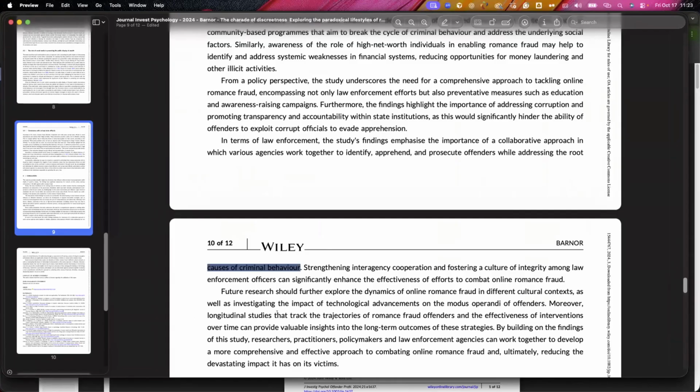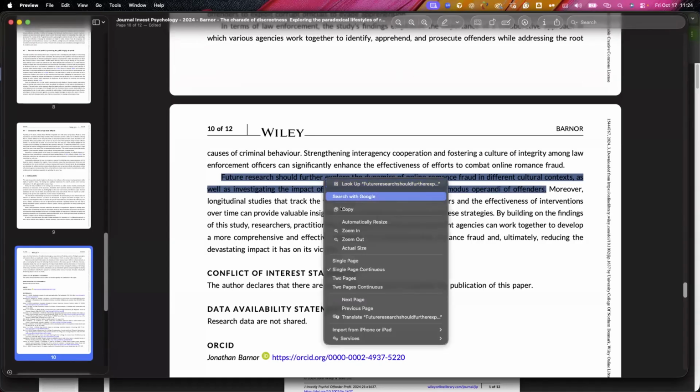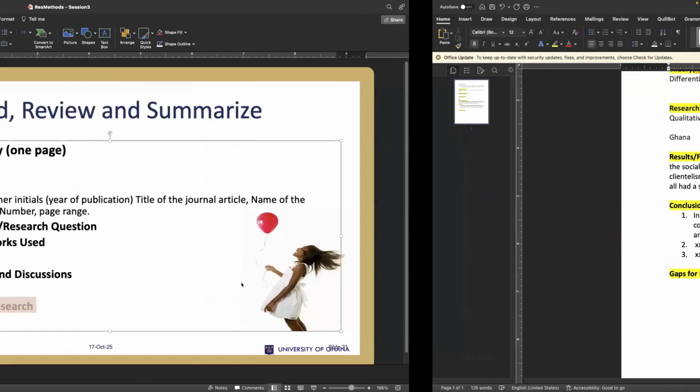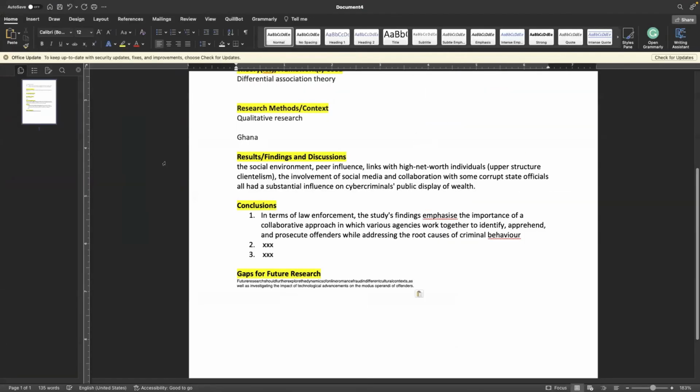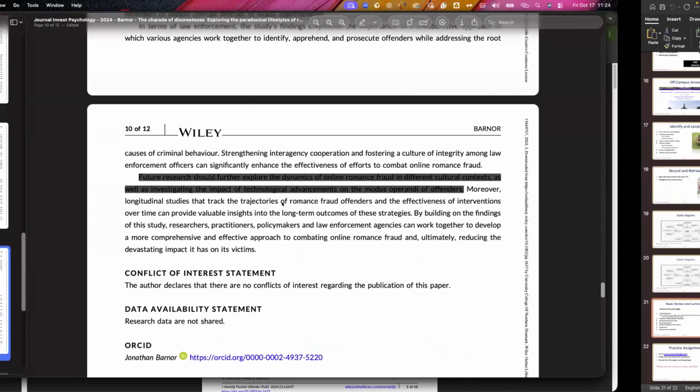The second one is gap spotting. You read through the paper and the author will tell you that future research should explore the dynamics of online romance fraud in different cultural contexts, as well as investigate the impact of technological advancement on the modus operandi of the offenders. So this is one gap. Let's bring it here. So that is one gap. Then let's go back and get a second one.